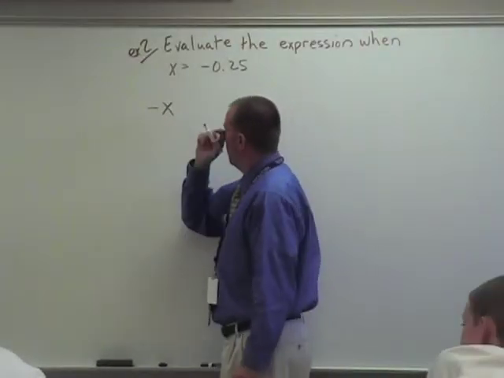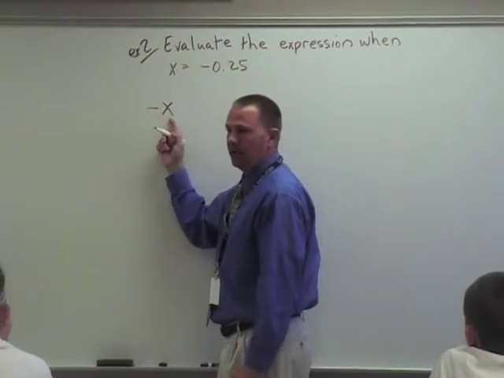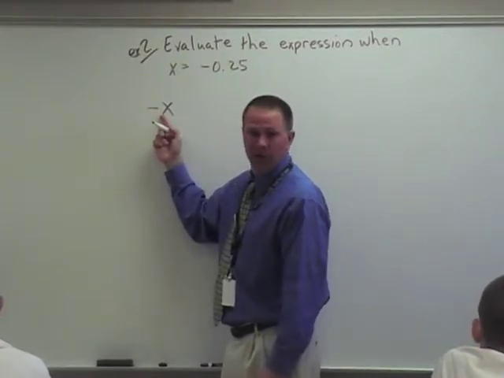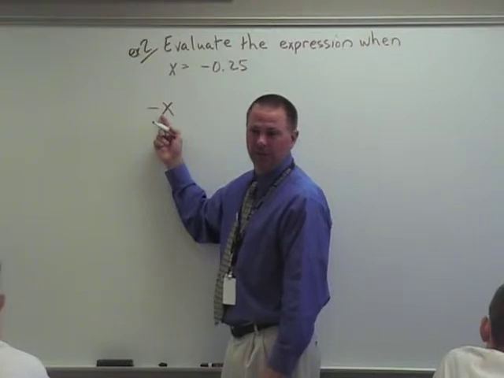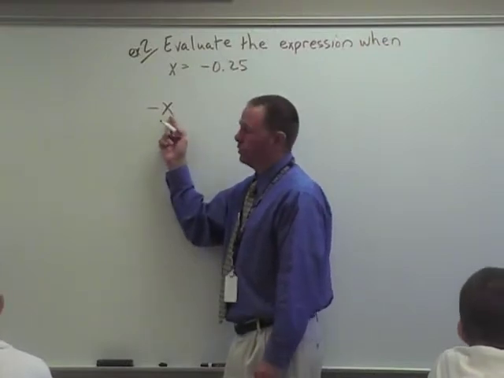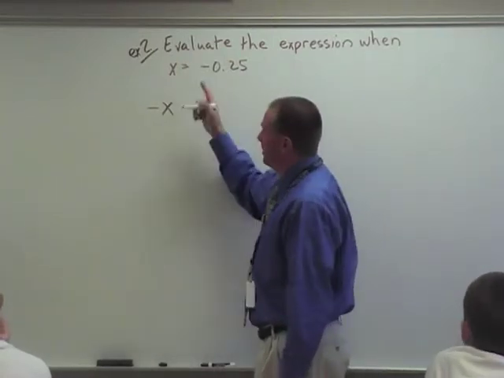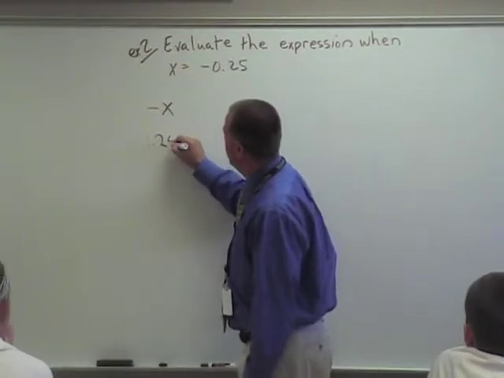Couple ways to think about this. Negative x, the opposite of x, or what's the number in front of x? 1. -1. Oh. -1 times x is really, there's three ways to think about that. And if you think about it as -1 times x, this is a little easier to understand. The answer is positive 0.25.